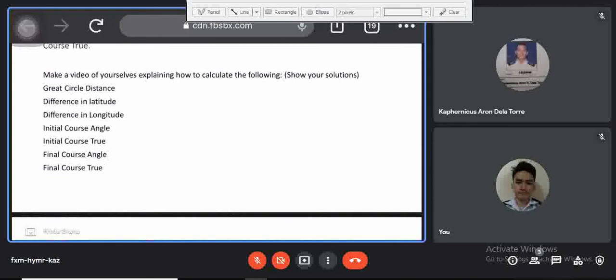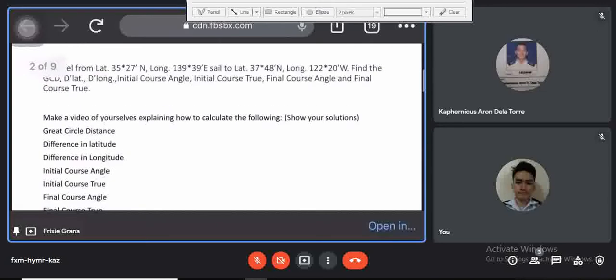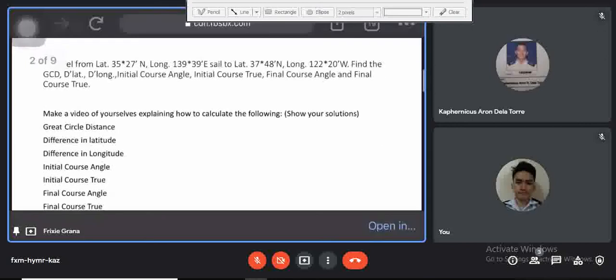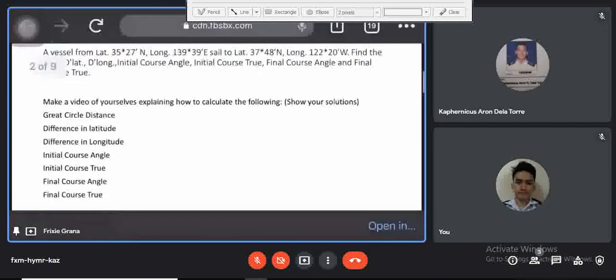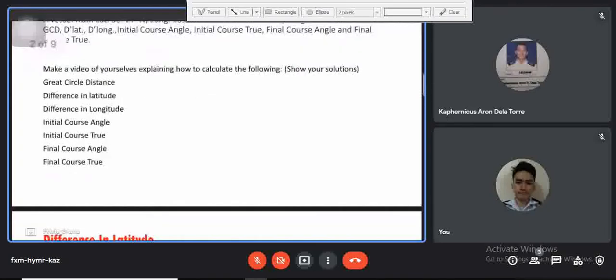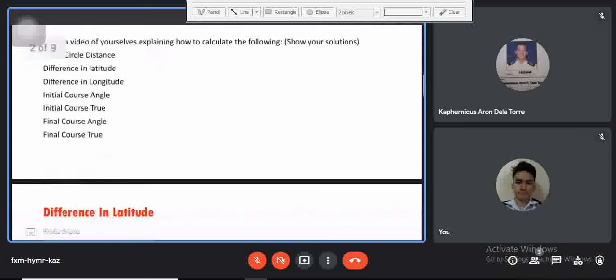Problem: a vessel at latitude 35 degrees 27 minutes north and longitude 139 degrees 27:39 east sails to latitude 37 degrees 48 minutes north and longitude 122 degrees 20 minutes west. Find the following: the great circle distance and the difference in latitude.